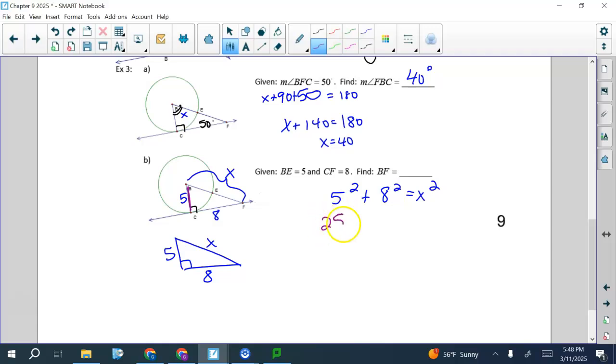So if we do that Pythagorean theorem, a squared plus b squared equals c squared, then we get 89 equals x squared. Take the square root of both sides. X equals the square root of 89. I don't think there's any perfect squares that go into 89, so we can just leave it like that. If you did calculate the decimal of it, you could just go ahead and round to the nearest hundredth to get 9.43.